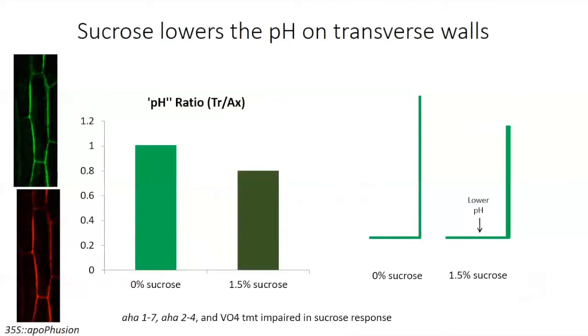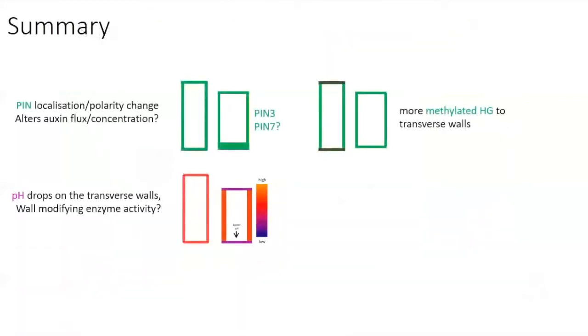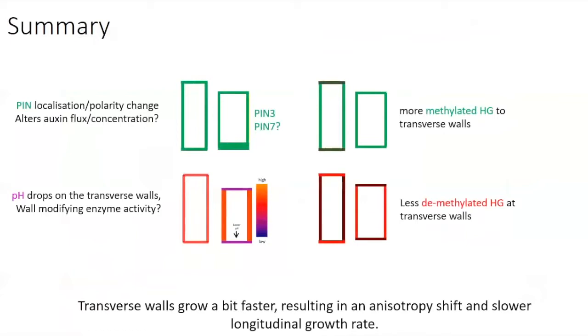And this is impaired in proton pump mutants, but also if you add vancomycin, which is an inhibitor of these proton pumps. Okay, so the summary of this part goes like this.